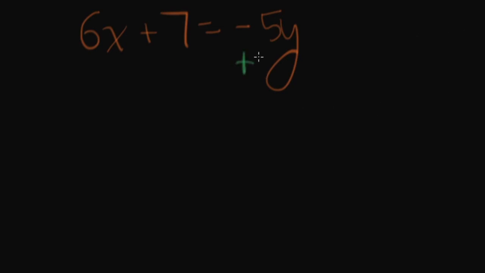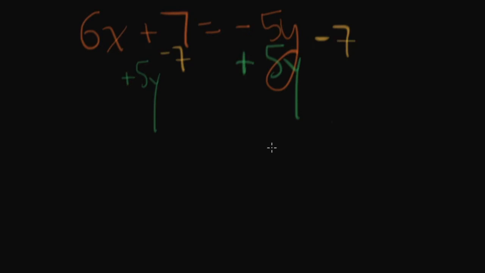So here we go. Let's just say you had a question that said 6x plus 7 equals negative 5y, and they said put it into standard form. That just means I need to get my y's over here and get my 7 back on the other side. So how do you do that? I'm going to add 5y to both sides, and I'm also going to get rid of that positive 7 by subtracting 7 on both sides.